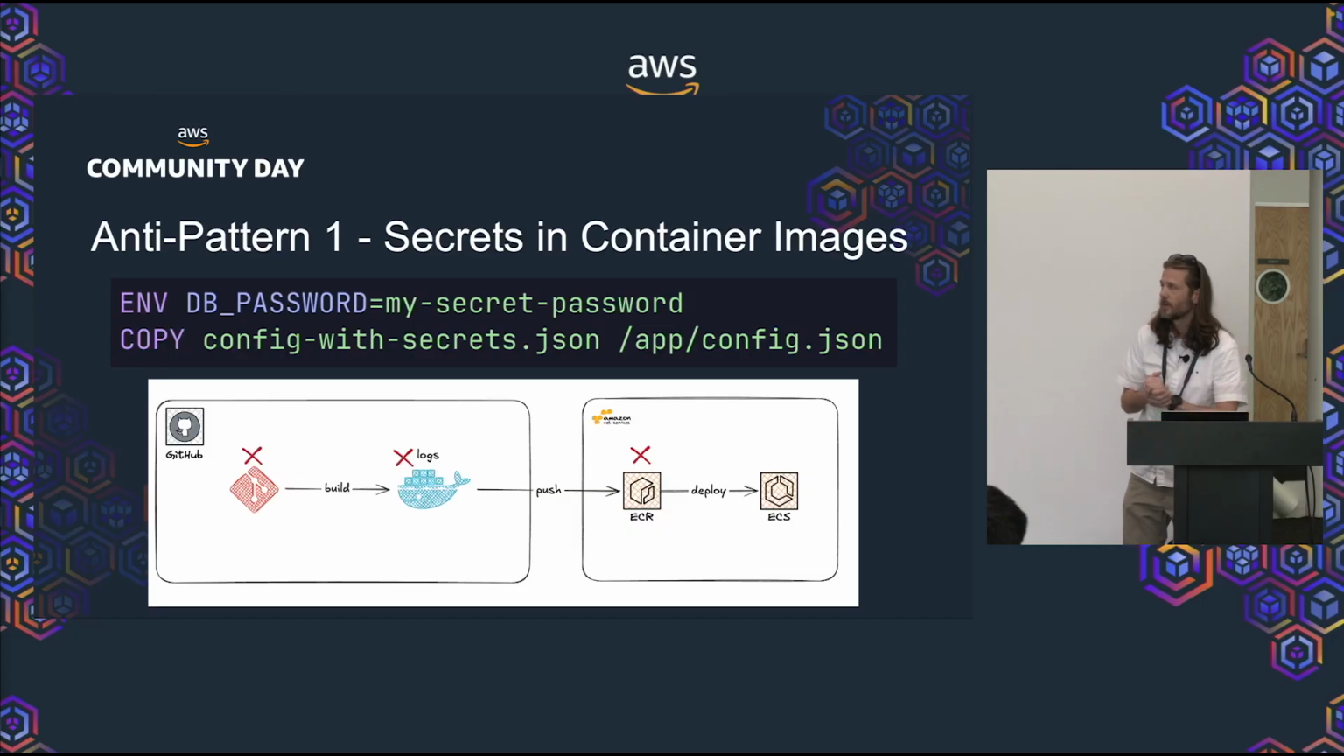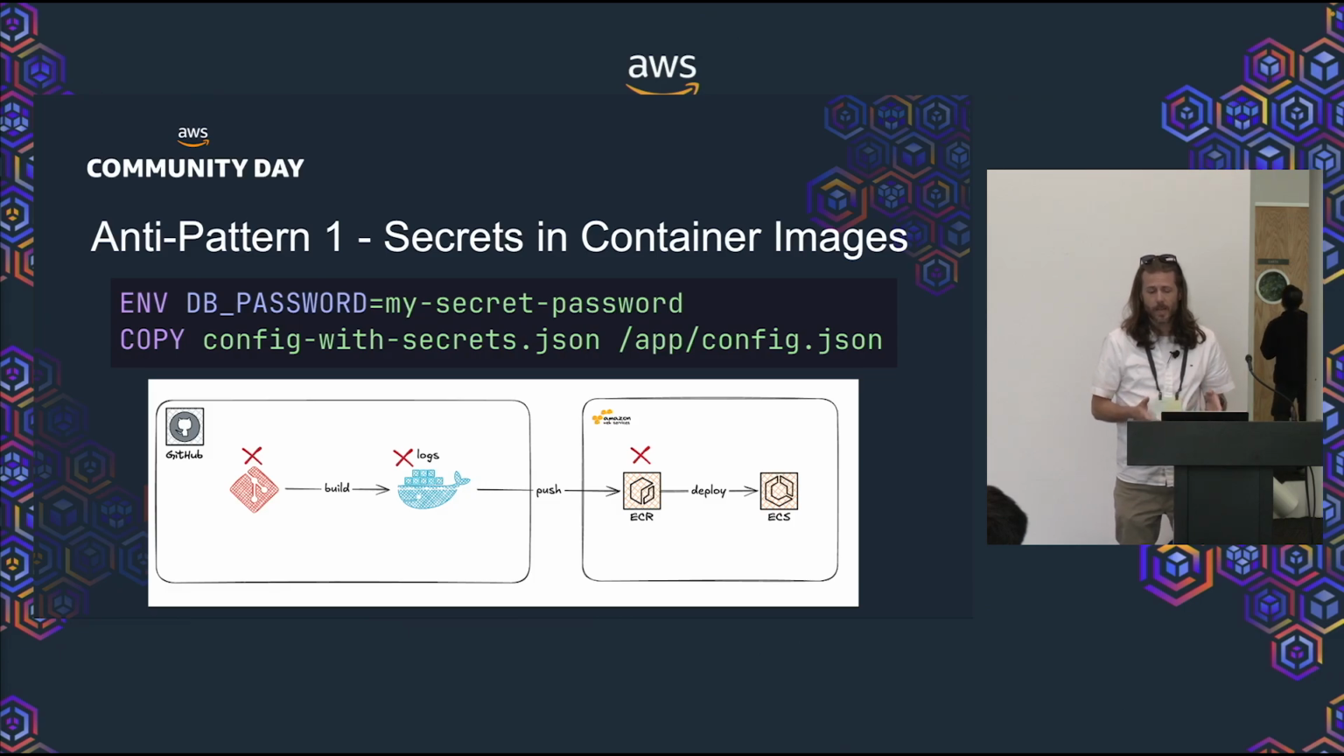All right, the first anti-pattern is secrets directly in container images. Right above the diagram, I have an excerpt from a Dockerfile. Two things are going on here. One, I'm setting an environment variable called db_password. I'm just setting it to a string literal, right? My secret password. That is very bad.